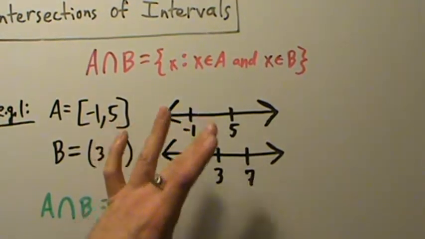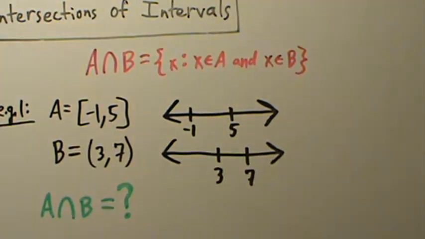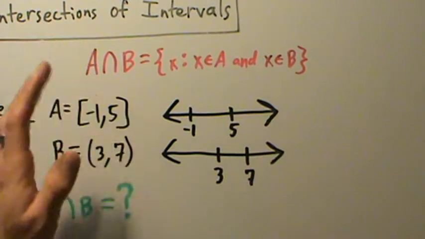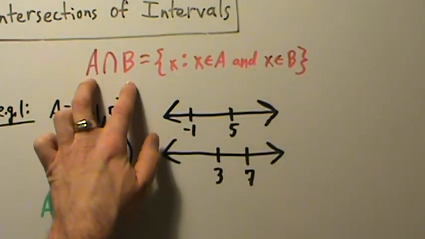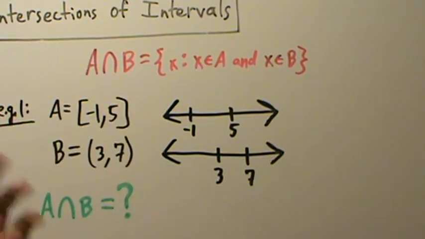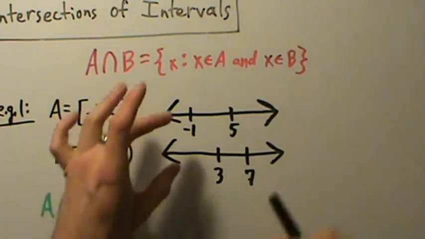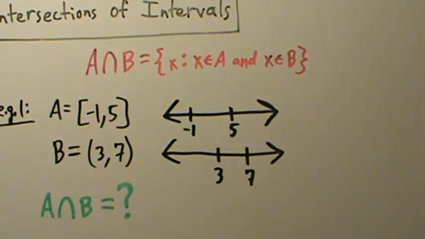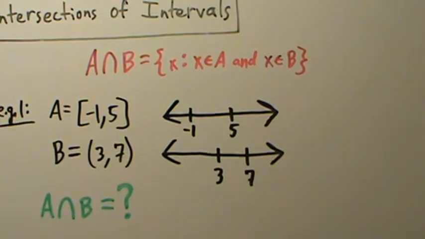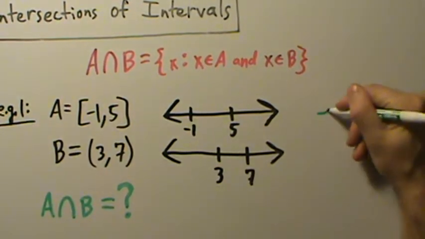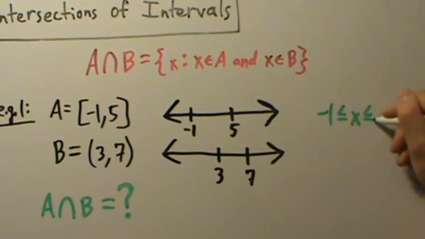Because we do want to literally look for the overlap, because that's what an intersection is. It really is just overlap. It's whatever these two sets have in common, what elements they share, what's overlapping between them. So with intervals, we can literally draw them out and just look for the overlap. Now how do we do these? Well, [-1, 5] with square brackets, remember that means -1 less than or equal to x, less than or equal to 5.